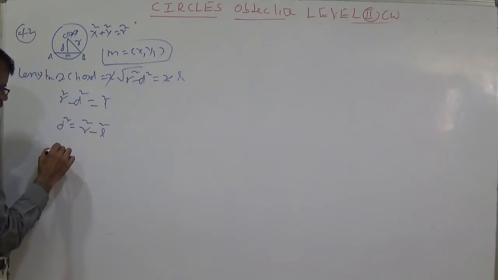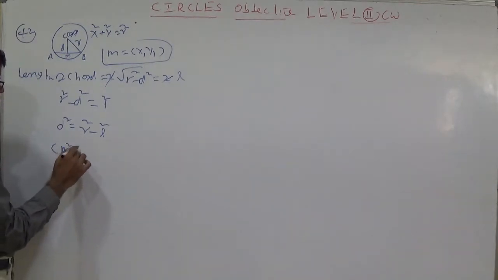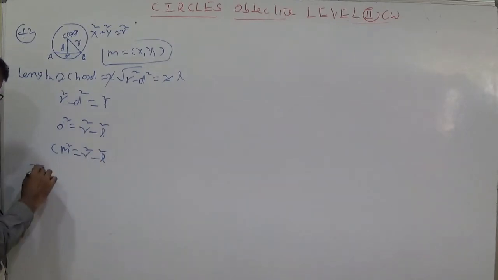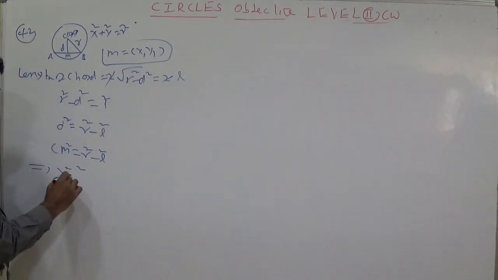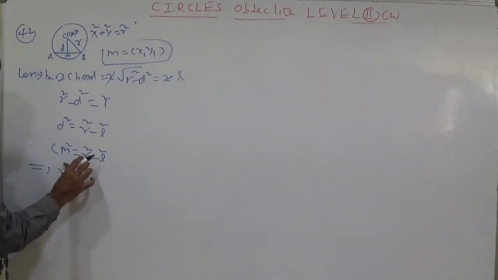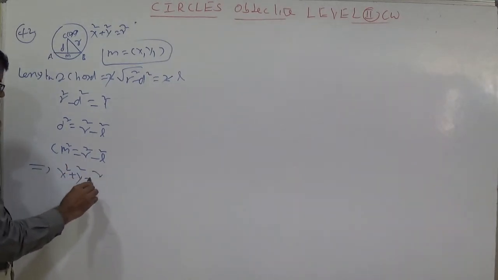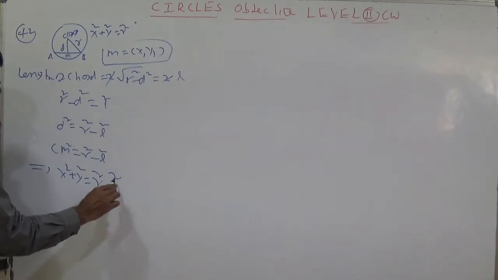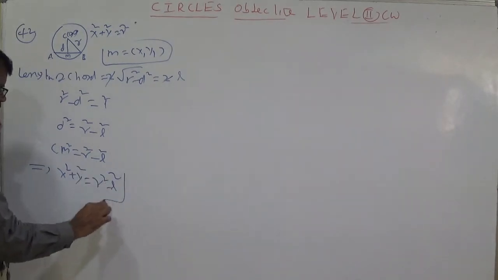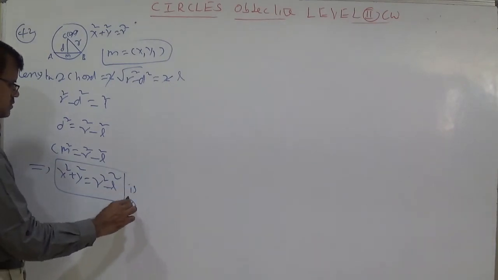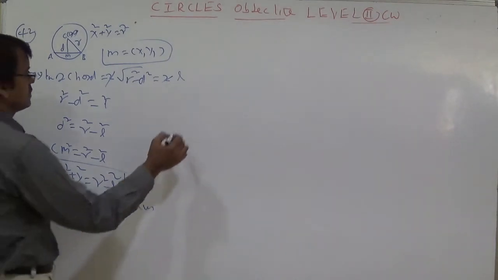So d square is nothing but CM square. CM square is equal to r square minus L square. CM square means the distance between M and the center C. x1 square plus y1 square is equal to r square minus L square. You can write this as x square plus y square is equal to r square minus L square, which is the locus.